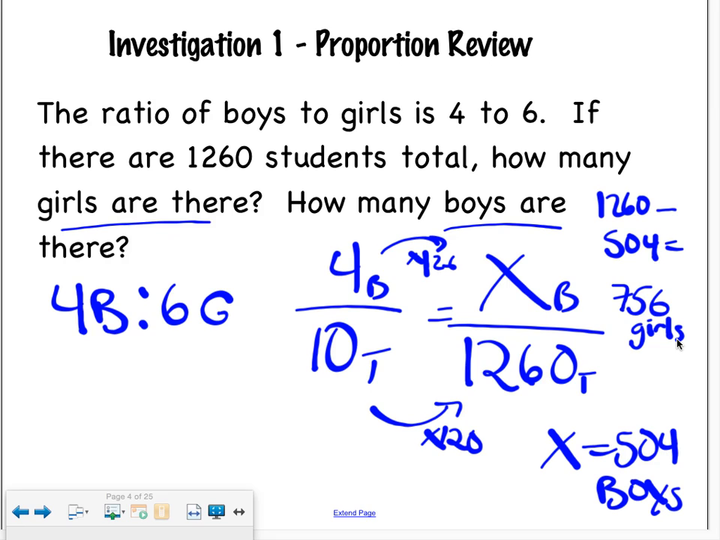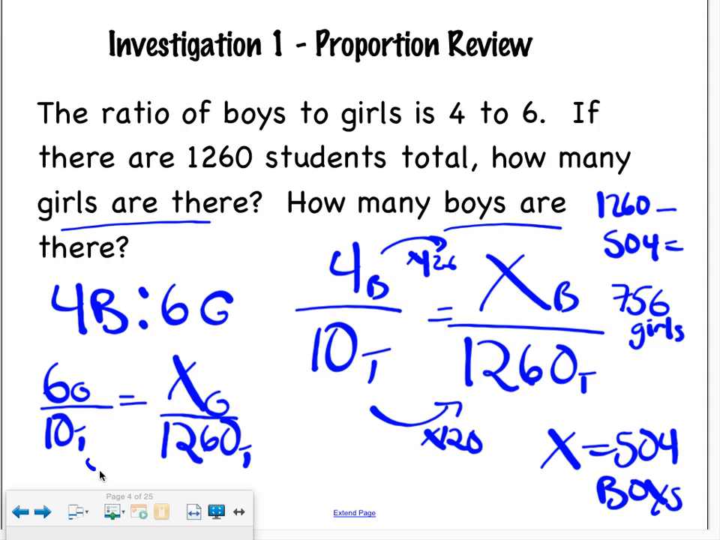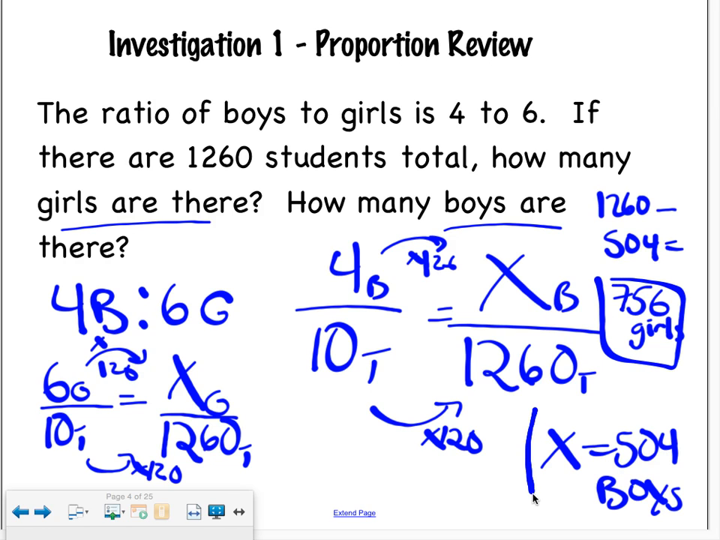Or we could set up another proportion. The girl proportion would be 6 girls for every 10 total students equals X girls for every 1,260 total students. We could multiply by 126, or we could cross multiply. Either way, we get that the number of girls is 756. Okay?